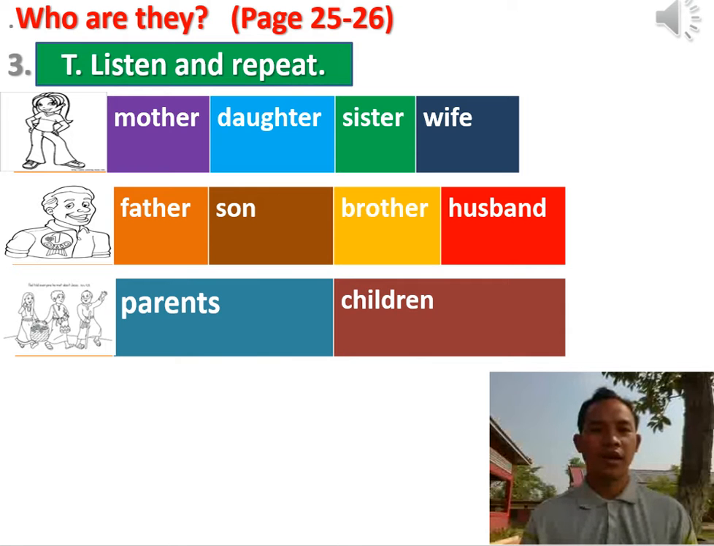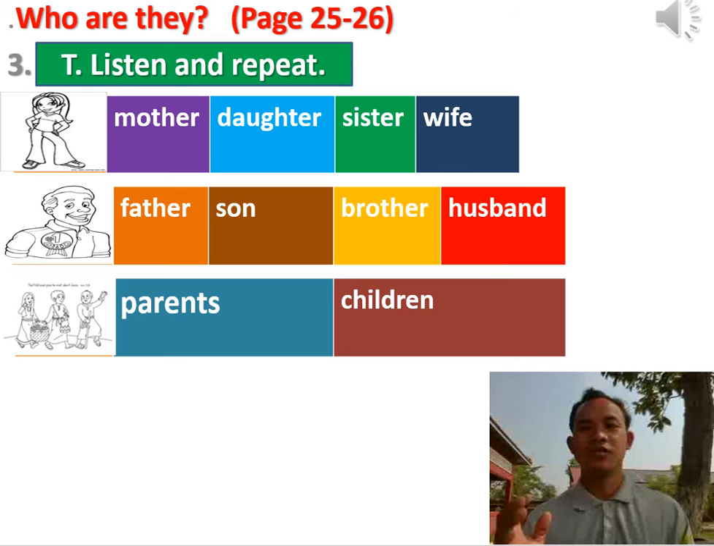As you saw in the pictures, we have mother, daughter, sister, wife, father, son, brother, husband, parents, and children. But to make sure you can pronounce these words correctly and perfectly, you need to listen to the audio script, tape script 4.3.